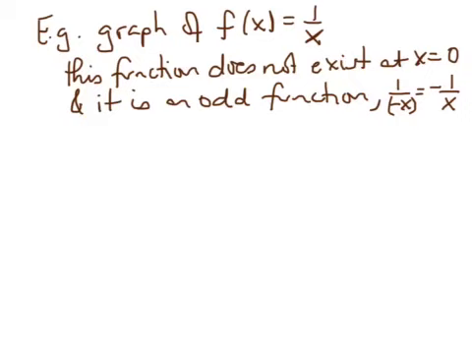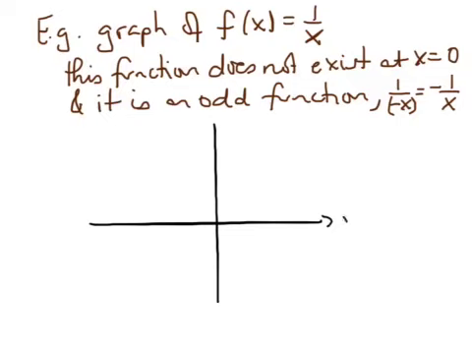So let me just draw the graph. I draw the axes, x and y, and I'm going to draw it first of all for positive x. So we've seen already that the y-axis is an asymptote.